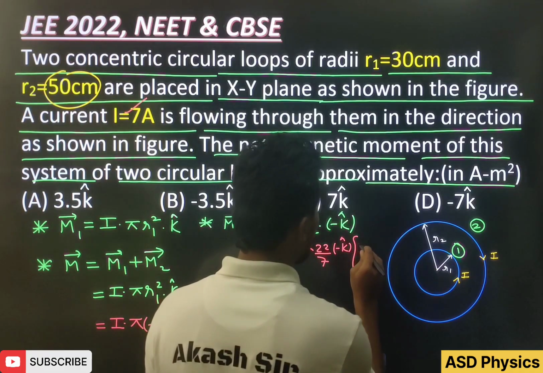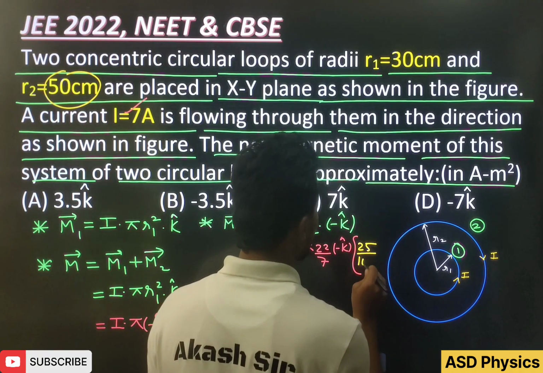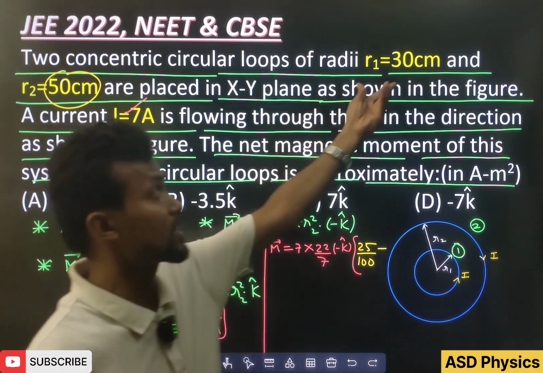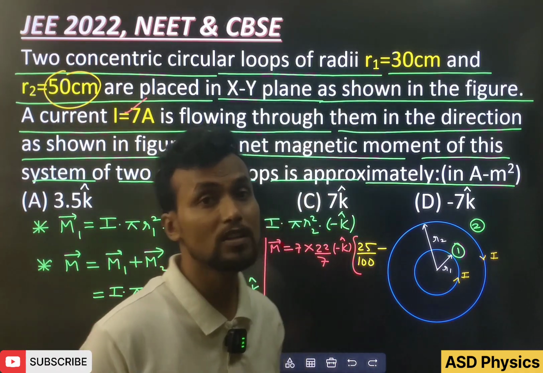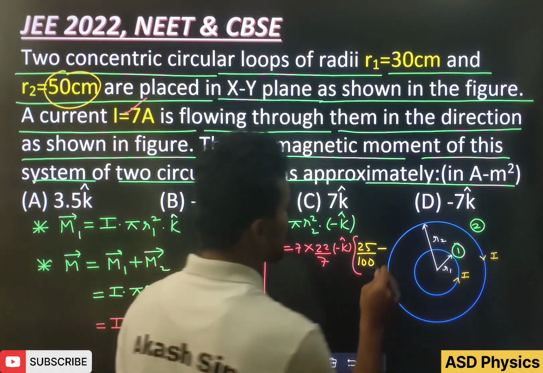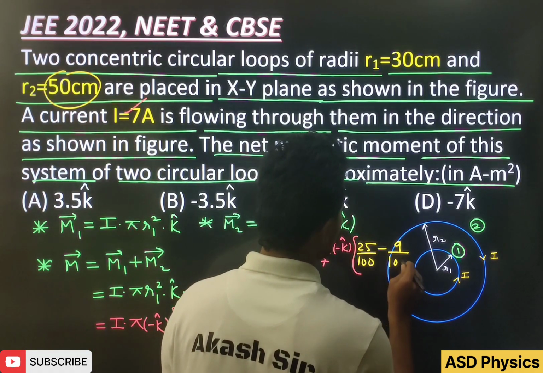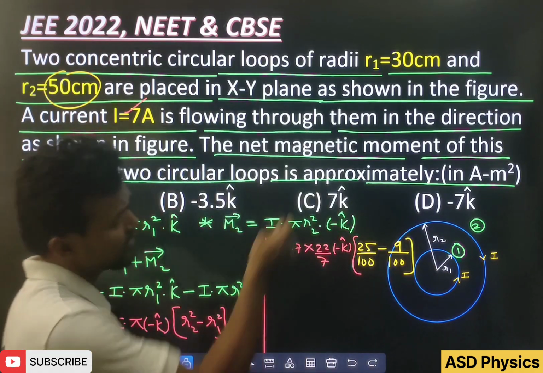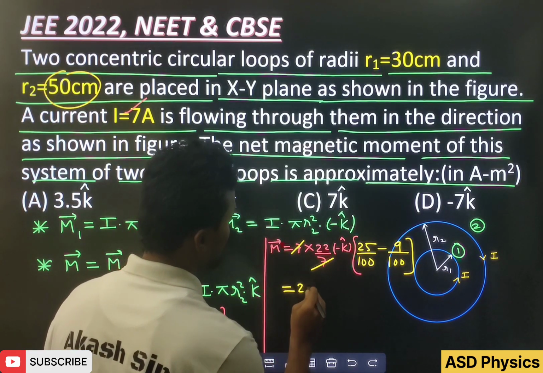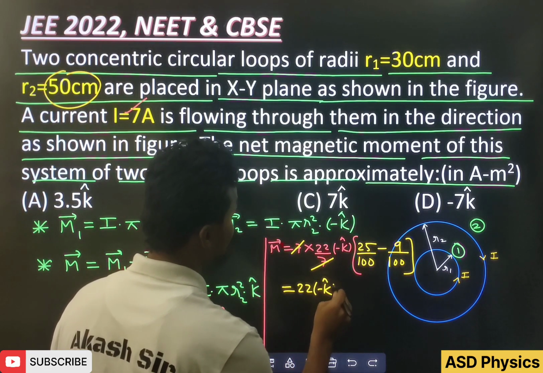5 by 10 square, that means 25 by 100, minus R1 square. R1 is 30 centimeter. So we can write 30 by 100 meter, 0, 0 cancel, so 3 by 10. 3 by 10 square means I can write 9 by 100. Very basic: convert centimeter into meter. So this 7 cancels, and it will come 22 minus k cap.